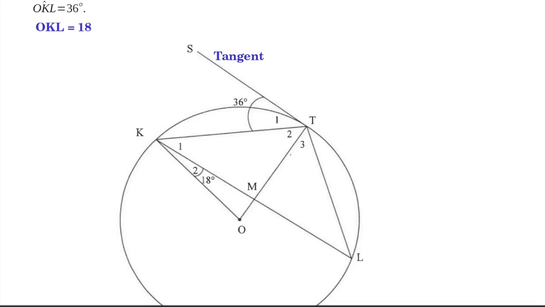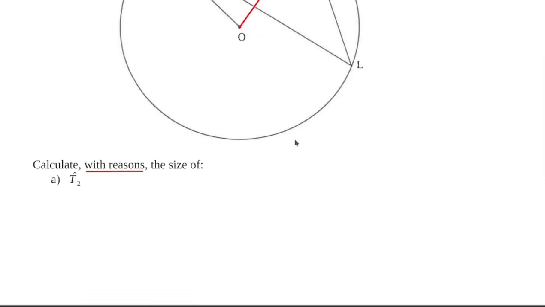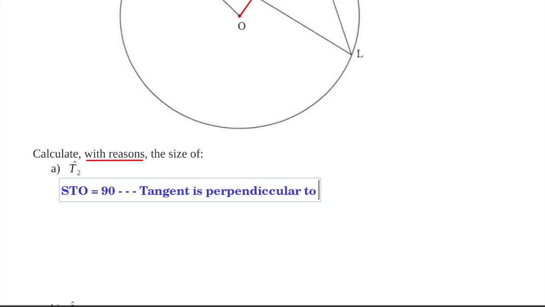How do we find that angle? Now I'm seeing something here. This is the tangent and this is a radius. Once a tangent meets a radius, the angle between them is going to be 90 degrees. Just like that. Let's just write that statement. STO is equal to 90 degrees. Reason: tangent is perpendicular to radius.